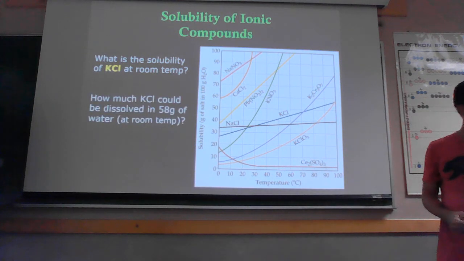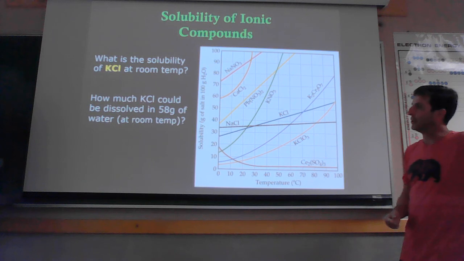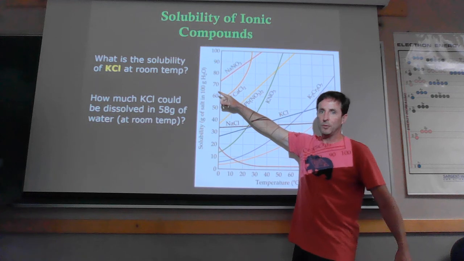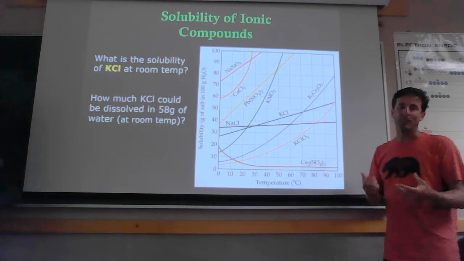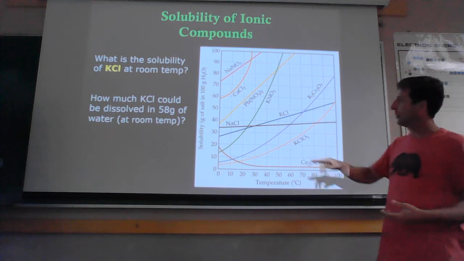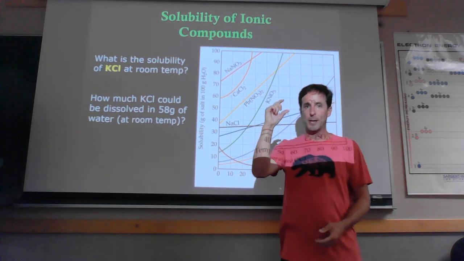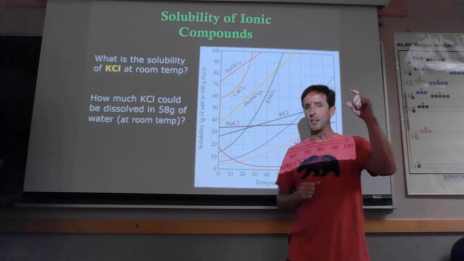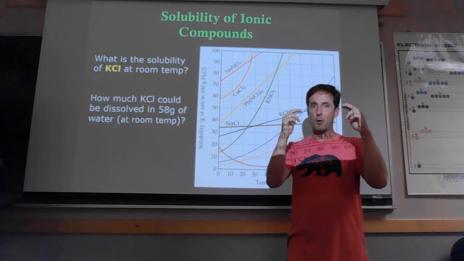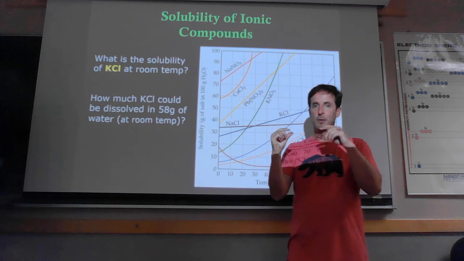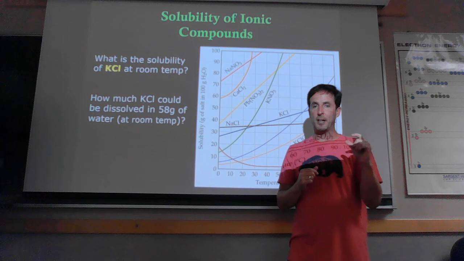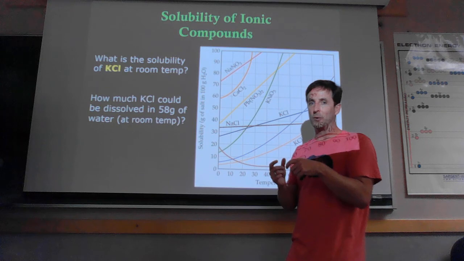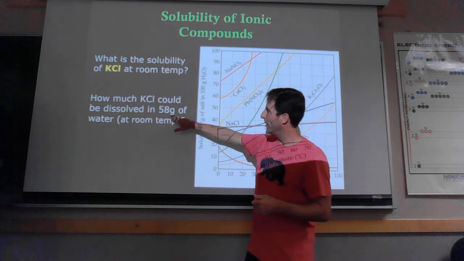So then you ask the question, well, how much KCl could be dissolved into a specific amount of water that's not 100 grams? Okay, so how can I do that calculation? Well, essentially, I would set up proportions. I would read the graph and say, I know it's 33 grams of KCl per 100 grams of water. So then I could solve for the amount of KCl that could go in 58 grams by setting up proportions. I would do 33 over 100 equals x over 58. And then if you solve for x, that would be the amount of KCl that could be dissolved into that much water.